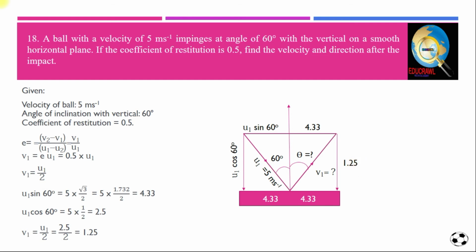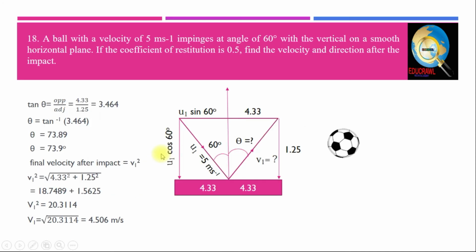That is 2.5 divided by 2, so it is 1.25. This is the change in the vertical component. But the horizontal component will be the same. See the horizontal component, initially it is 4.33. On the other side, after collision also it is 4.33 only. So after collision, the horizontal component of the velocity will be the same only. The vertical component we had found as 1.25.